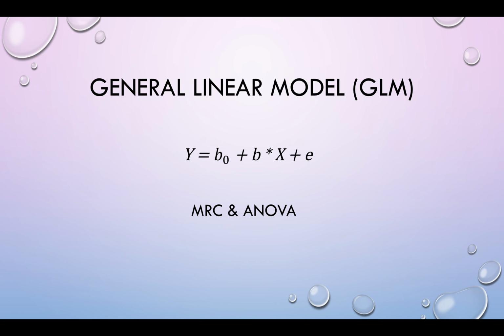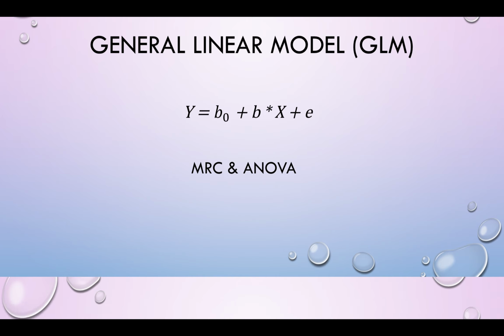So, the General Linear Model, GLM, is made up of two branches: multiple regression correlation, MRC, and analysis of variance, ANOVA. The equation of the model is on the screen: y equals b naught plus b times x plus e. It is called a GLM because it generalizes to multiple, more specific models. It is model-based, and it is considered linear because it is additive.